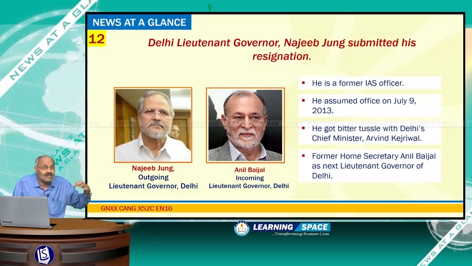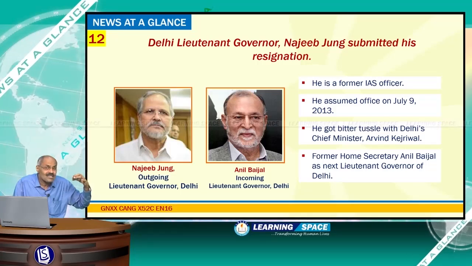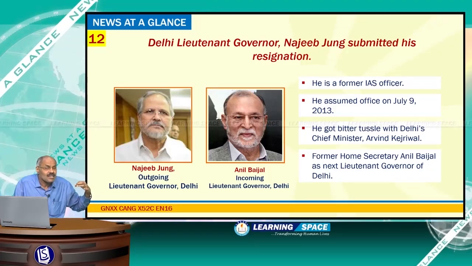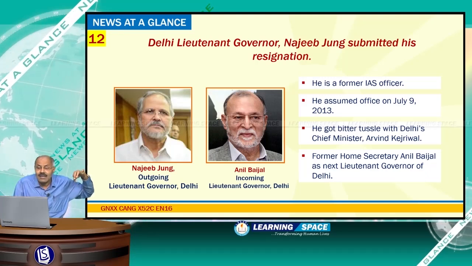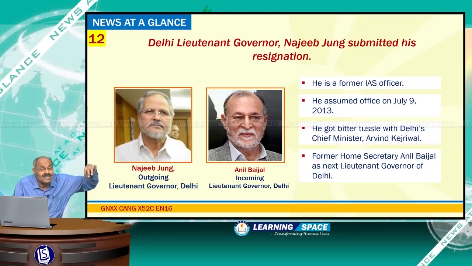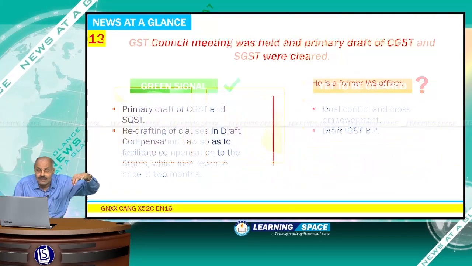Delhi Lieutenant Governor Najib Jung resigned, and the new Lieutenant Governor will be Anil Baisal, and Anil Baisal was former Home Secretary. Look into the next one.